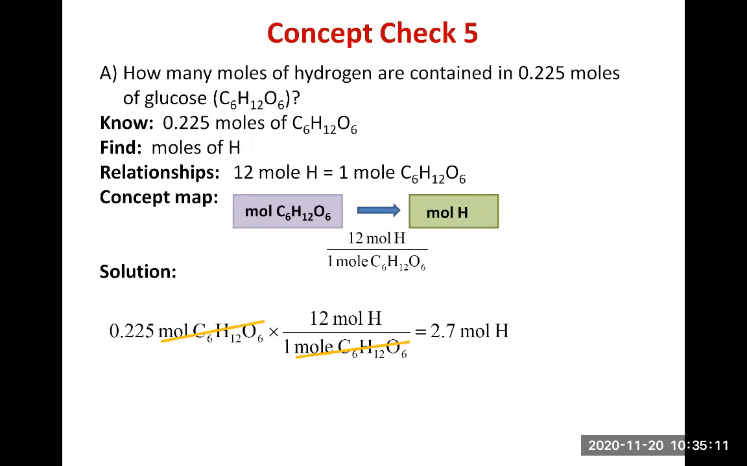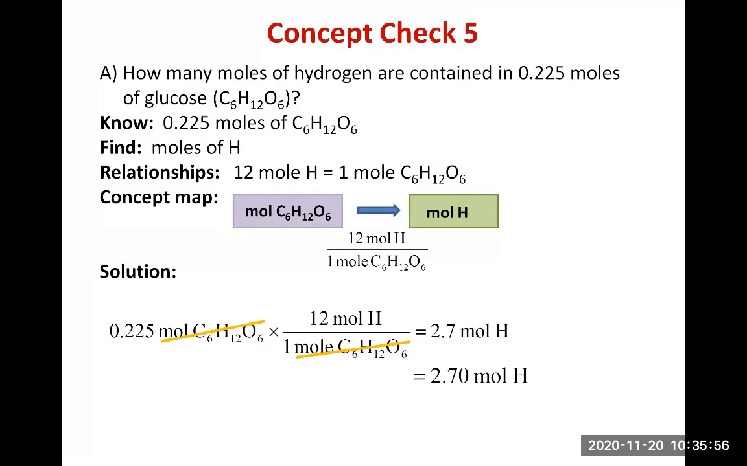However, if you look at the given amount, it has 3 sig figs. Notice how the 12 moles of hydrogen are an exact number because it's by counting in the formula the number of hydrogens per formula. And the 1 mole of the glucose is also an exact number. So this conversion factor is not limiting the number of sig figs, only the given amount. And the given amount has 3 sig figs. So we need to keep 3 sig figs in the end. And so the 2.7 moles of H will be rounded to 2.70 moles of H because we need to keep the same precision as we had in the given amount here.